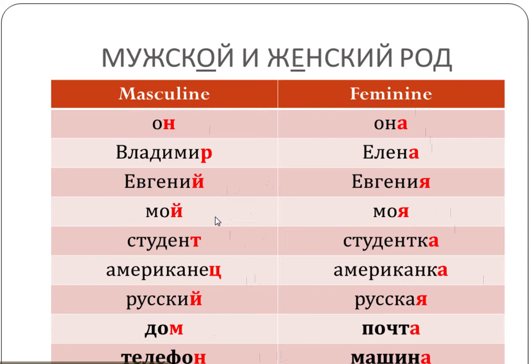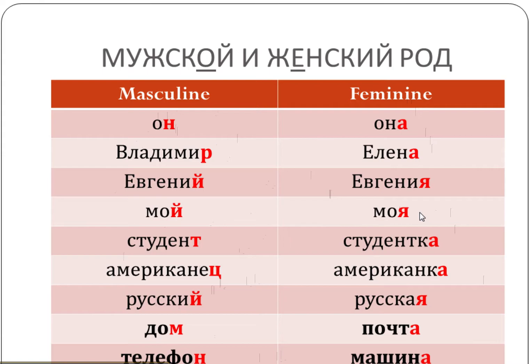So if I'm talking about my brother, I will definitely be choosing masculine words. All the describing words or pronouns will be masculine. So, for example, это мой брат, он американец. Это он, да, это он.